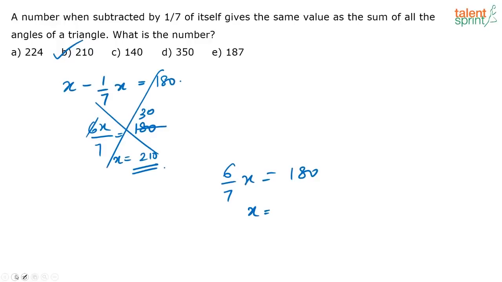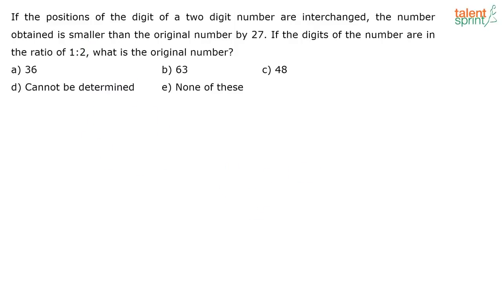Now next question. If the positions of the digits of a 2-digit number are interchanged, the number obtained is smaller than the original number by 27. If the digits of the number are in the ratio 1:2, what is the original number? See, one way to solve this question is to look at the options and get the answer. Now, what have they given? Positions of the digits of a 2-digit number are interchanged. The number obtained is smaller than the original number by 27.